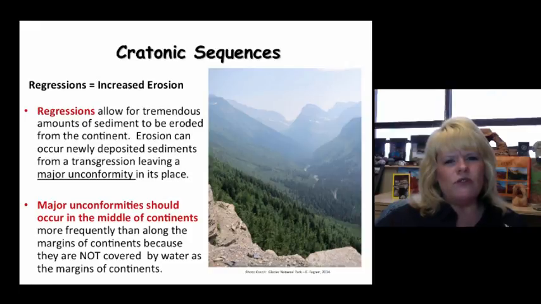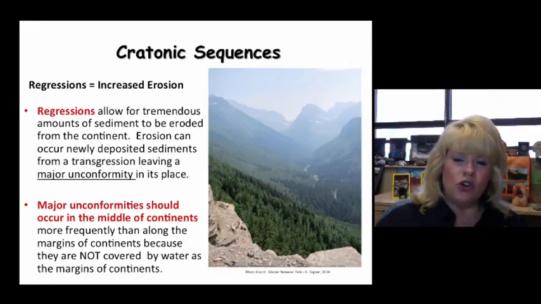So in the field, we look for these major unconformities to determine if we are seeing a change in the cycle of transgression and regression. They've been mapped out by a gentleman by the name of Lawrence Sloss, and we'll get to him in just a minute.